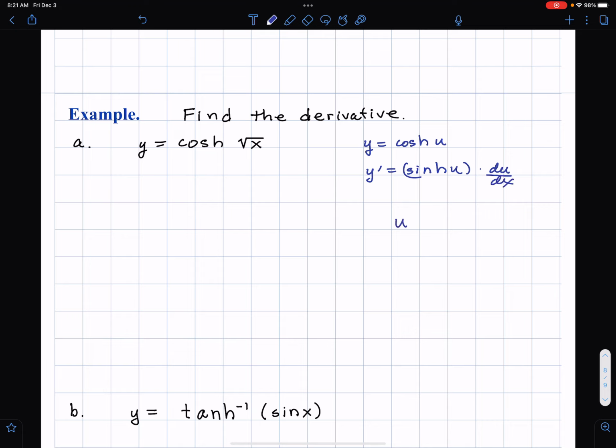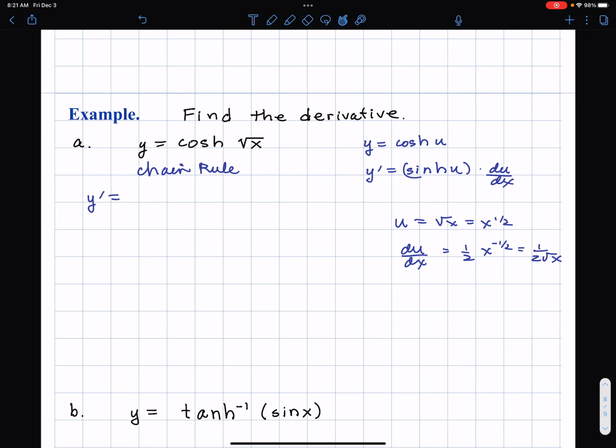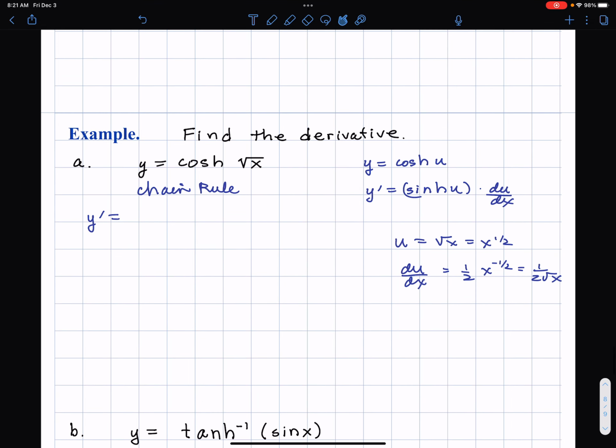And so what's u? u is equal to square root of x, which is x to the 1/2. And du dx then is equal to 1/2 x to the minus 1/2, which is 1 over 2 square root of x. Okay, so what I'm doing here is the chain rule. Probably didn't want to write all that stuff down. You just want to jump in and do it. The derivative of cosh, we have written around somewhere on this page, derivative of cosh is sinh.